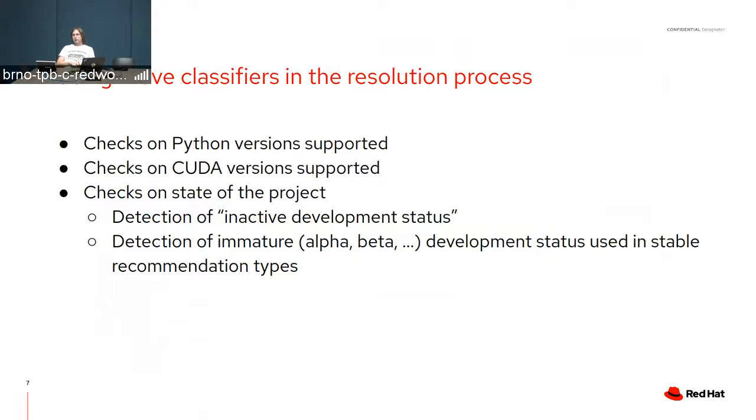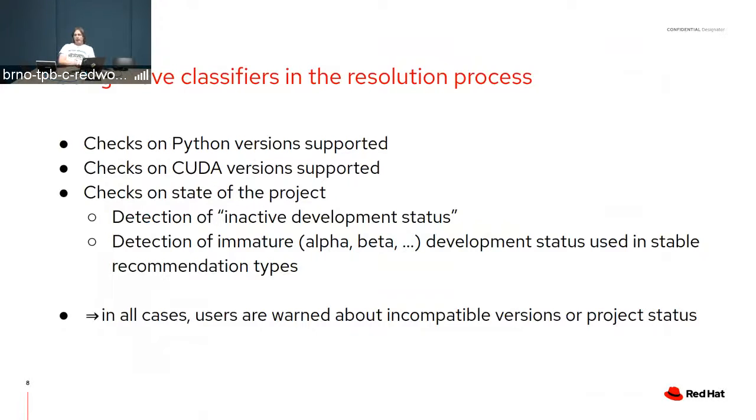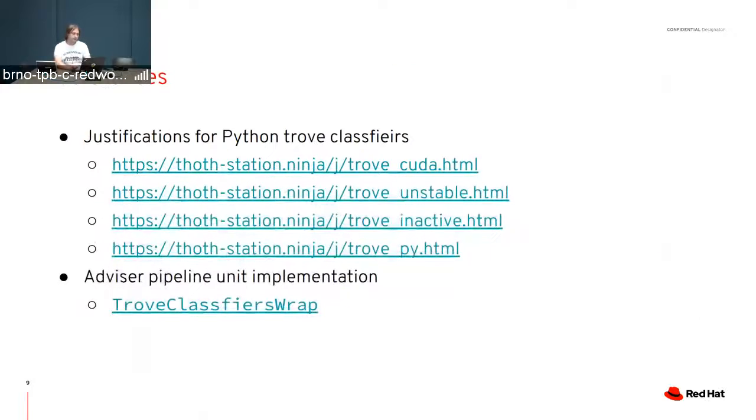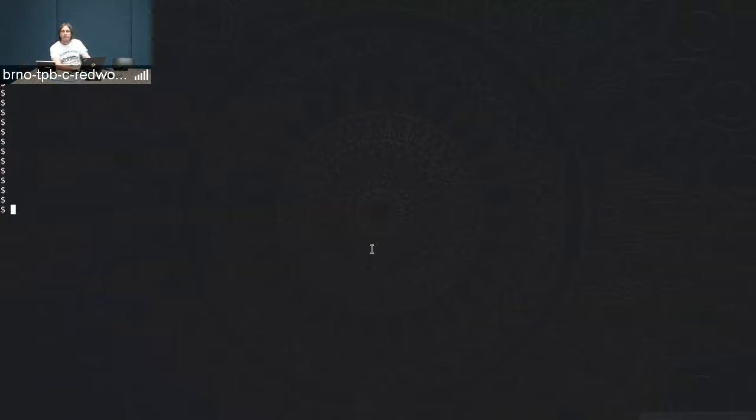So if users of Thoth want to have stable recommendations and the recommended Python package is in alpha phase or beta phase, then we warn about this fact, and that's it. To be more explicit, we warn about incompatibilities. In all cases, we do not adjust resolution as of now, so there is just a warning printed. Okay, so let's go to terminal and let's try this feature.